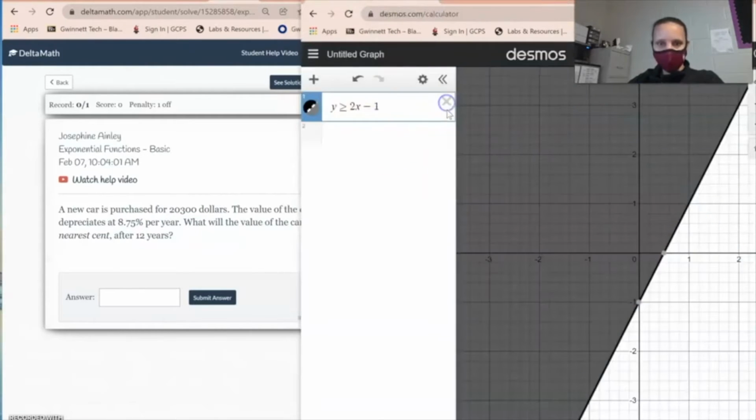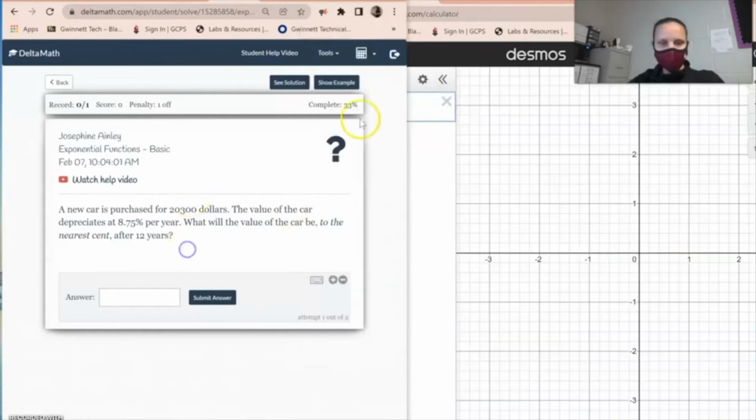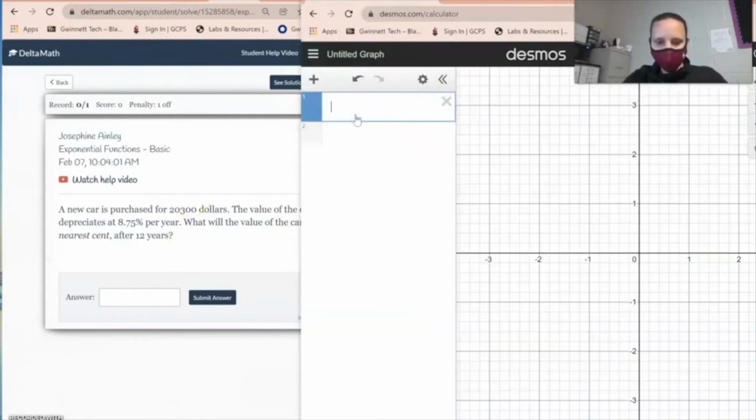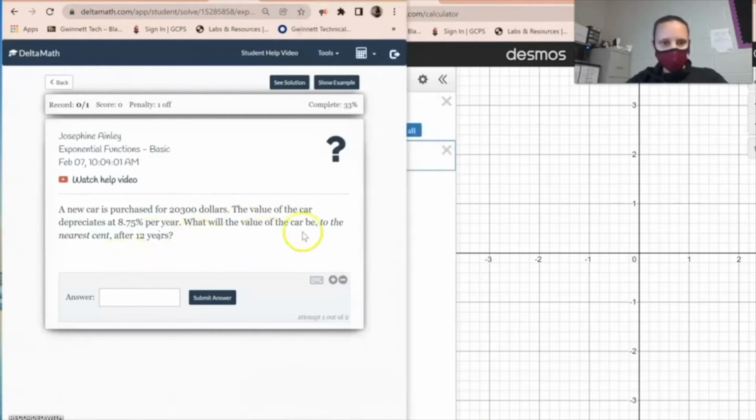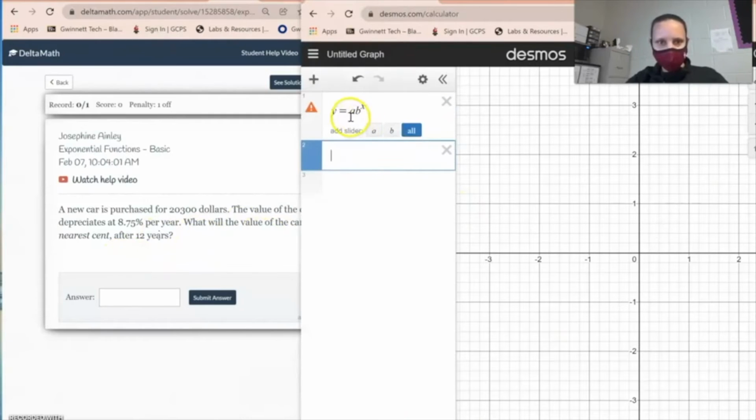On the calculator real quick. So it is y equals a times b raised to the x power. So I'm just showing you what it is. What is the value? So it's asking me what is the value. So my starting A in my question is 20,300. All right. Then my B, remember I said 1 minus or 1 plus.